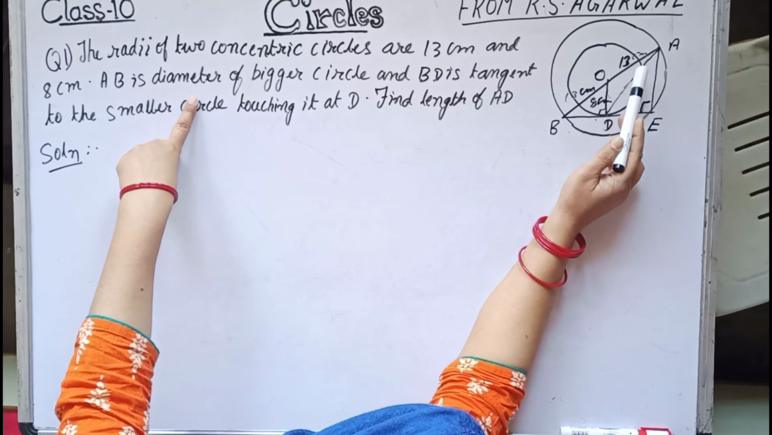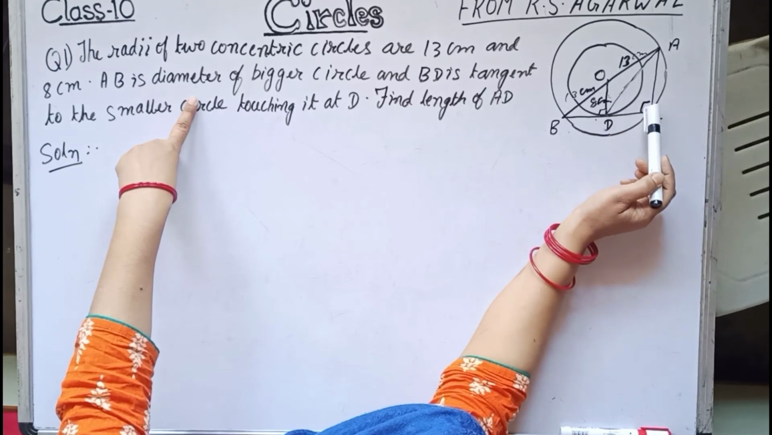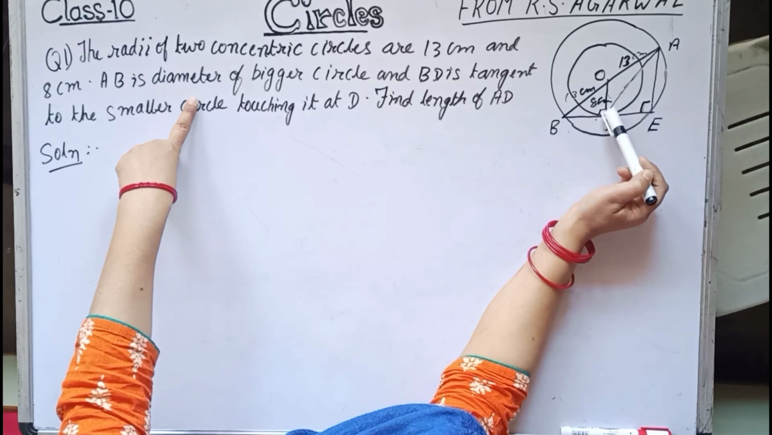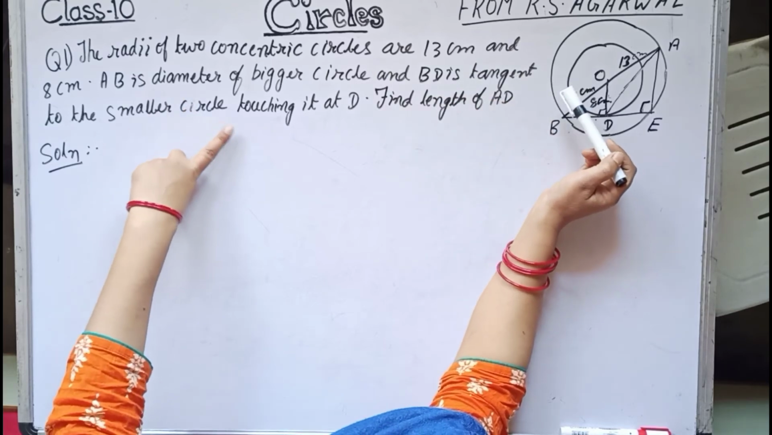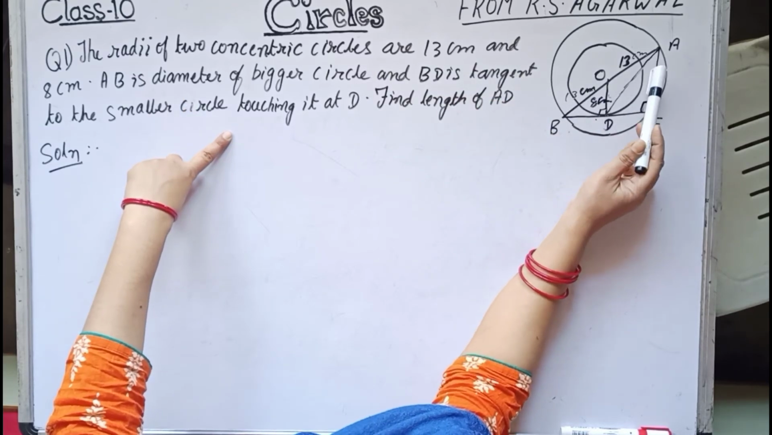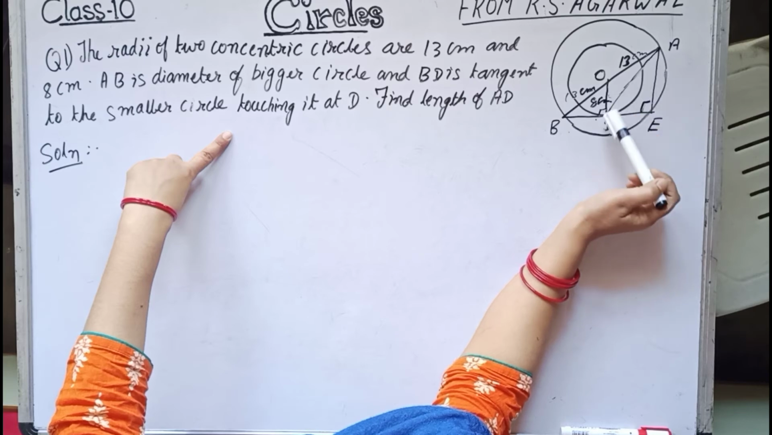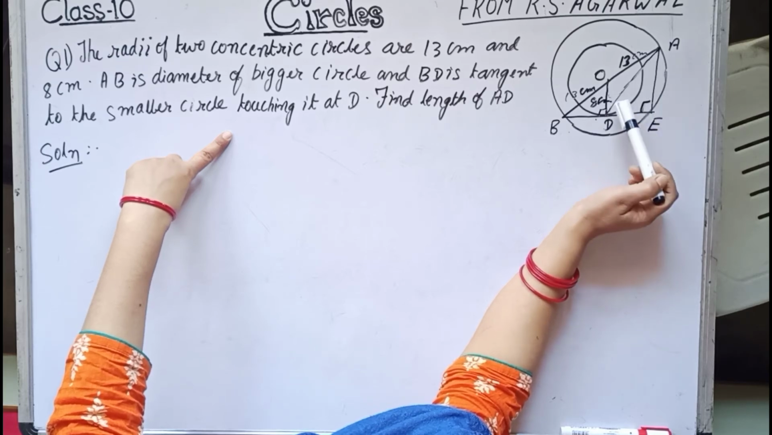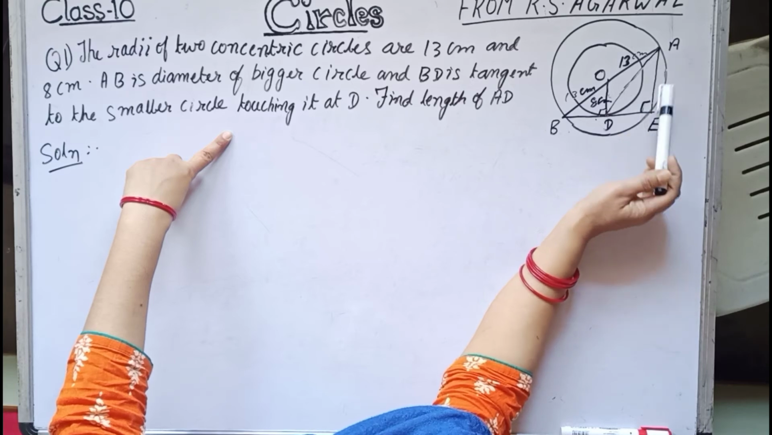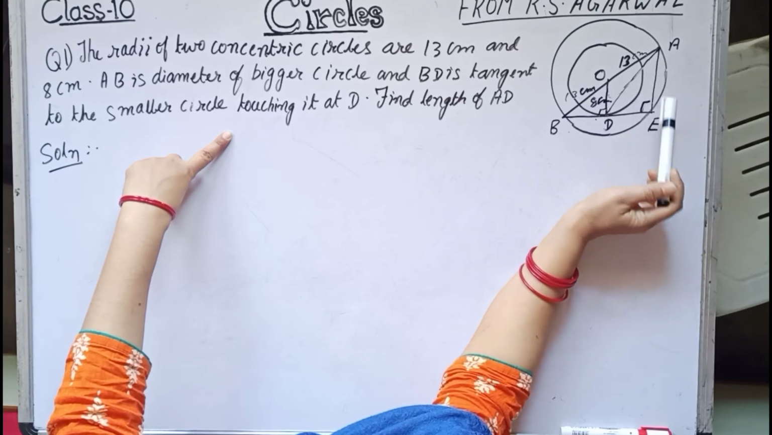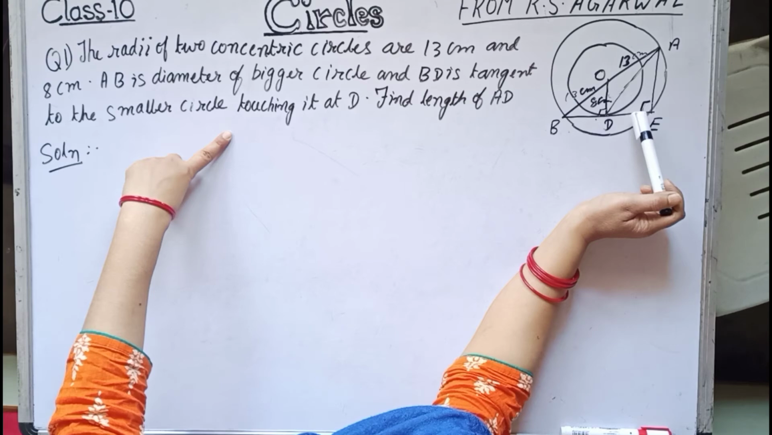AB is the diameter of the bigger circle, so obviously angle E equals to 90 degree because it will be angle in the semicircle, and angle D is 90 degree because BD is tangent to the smaller circle touching it at the point D. We have to find the length AD. Now AD can be calculated using the Pythagoras theorem in this right angle triangle AED by AD square equals to AE square plus DE square.